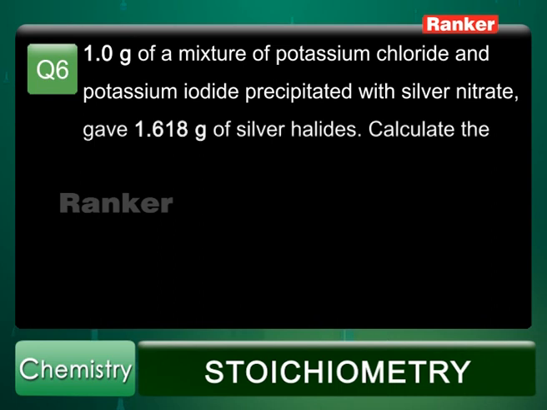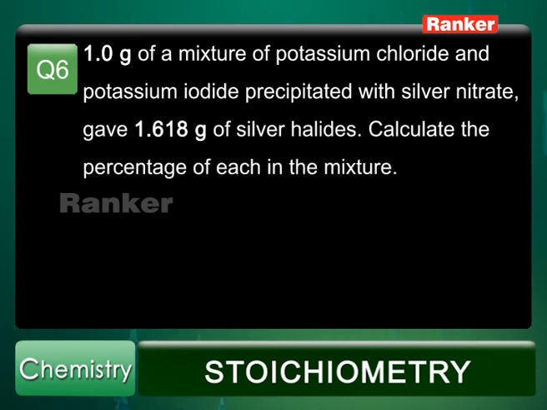In the next problem, we have a 1 gram mixture of potassium chloride and potassium iodide precipitated with silver nitrate, giving 1.618 grams of silver halides. Calculate the percentage of each in the mixture.